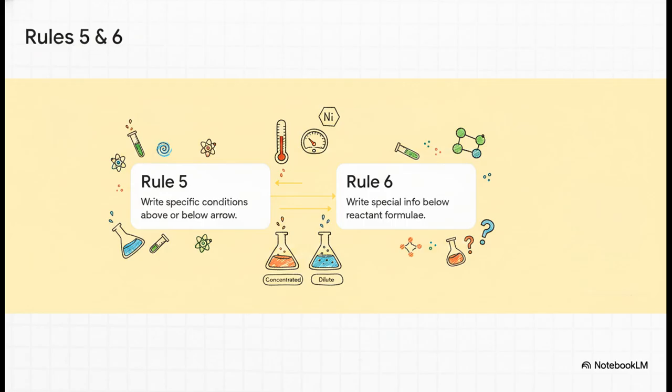Finally, our last two rules. Rule 5 dictates that any specific conditions necessary for the reaction, say a precise temperature of 60 degrees Celsius, specific atmospheric pressure, or maybe the presence of a catalyst like nickel, must be written clearly above or below the arrow. And Rule 6 tells us that special information, like whether an acid is concentrated or dilute, gets written directly below its respective formula. Follow these 6 rules and your equations will be absolutely packed with detail.